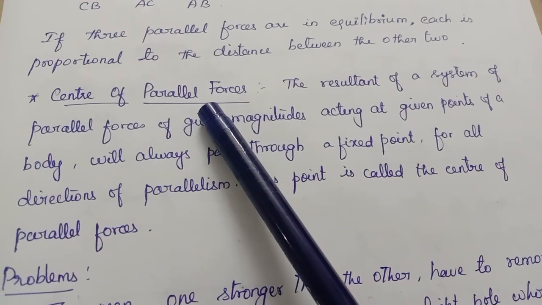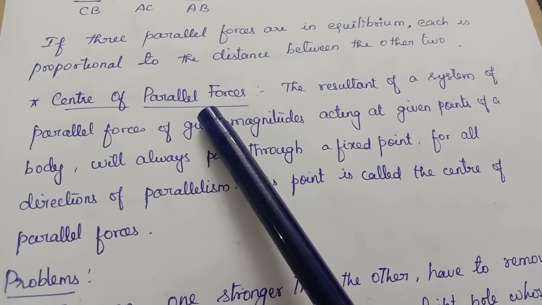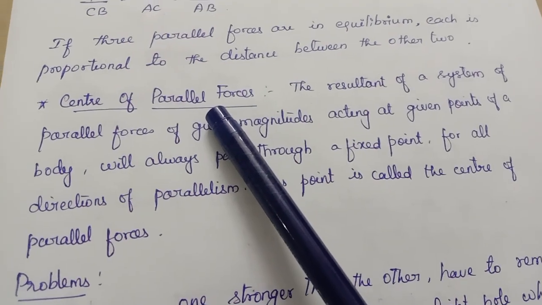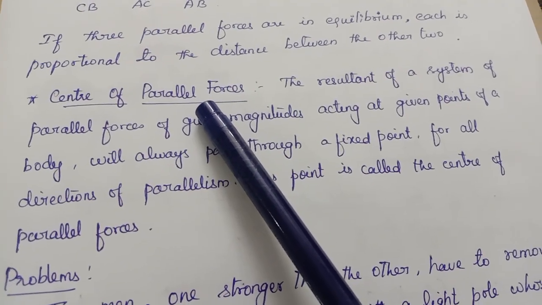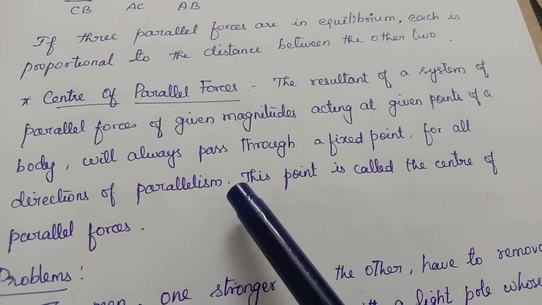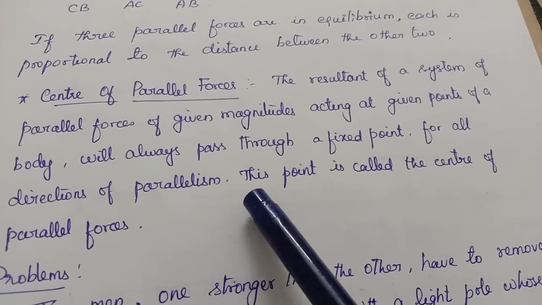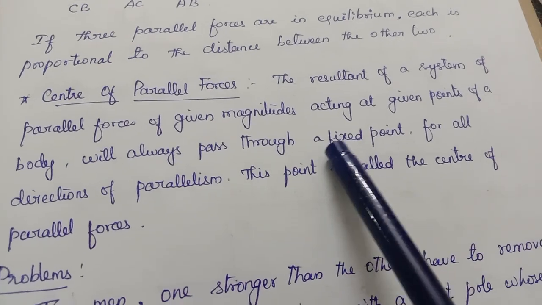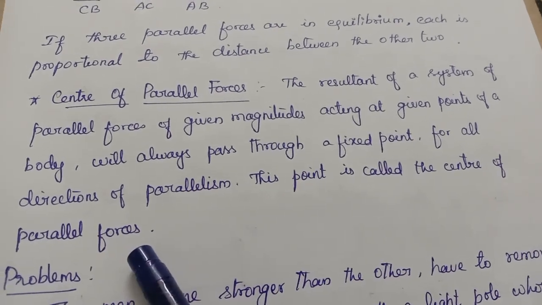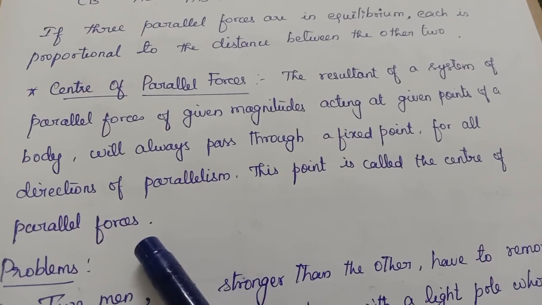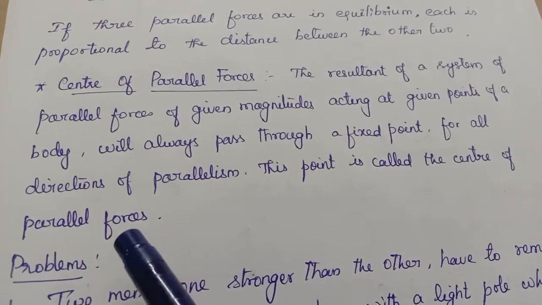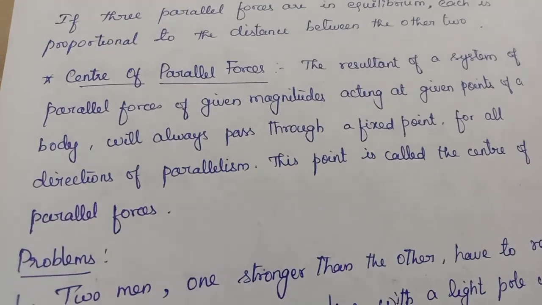See, suppose we have a system of parallel forces acting on a rigid body. Either they may be like parallel or unlike parallel. If we have a system of parallel forces, then all the parallel forces together will give you a resultant. That resultant will be passing through some point. That point is called center of parallel forces. The direction will also be parallel to the given forces, and the point of action of the resultant is called what? Center of parallel forces.